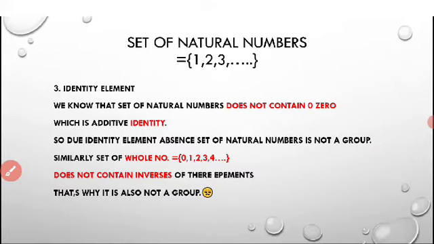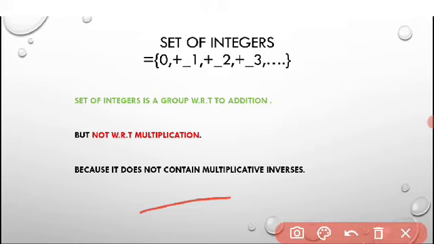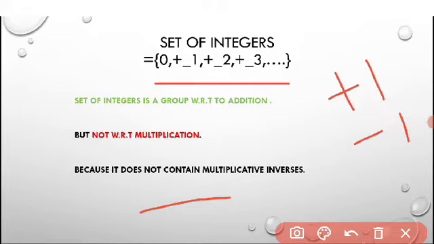Let's check some more sets. Set of integers. We know that in the set of integers, both plus and minus elements exist. Plus 1 exists, minus 1 also exists. So 0, the identity element, also exists. The inverse of plus 1 is minus 1, so the inverses of each element also exist. That's why the four properties, closure law, associative law, identity, and inverses, all hold.